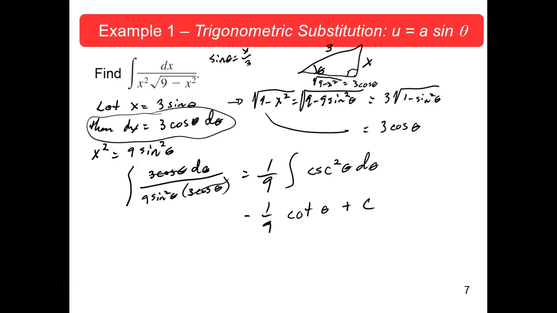See, I told you it's going to come in handy later. Maybe even earlier, but certainly later. There's your angle theta. There's all your sides. The x, the 3, and the square root of 9 minus x squared. Okay. So what is cotangent theta? Remind me. Adjacent over opposite. So that would be this over that. So instead of that, we will write minus 1/9.